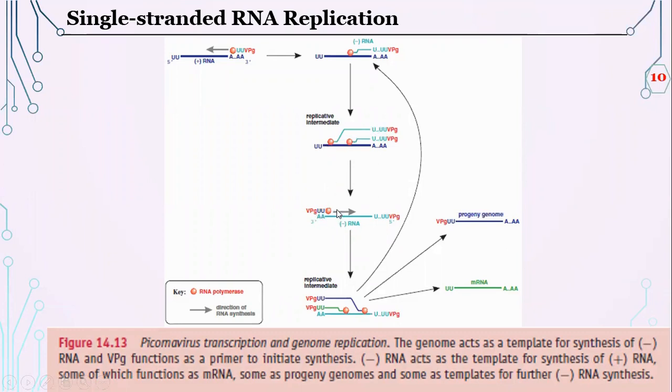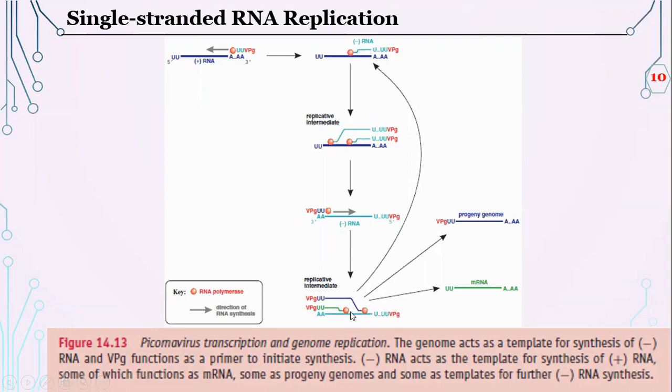It will bind at the 3' end, and it will scan in the 5' direction of the template, and now it is producing the positive sense, and also it is producing another positive sense strand. Now one of the strands will be used as messenger RNA, the other RNA will be used as progeny RNA, and this progeny RNA and the third type of RNA will be used to produce the negative sense RNA again.